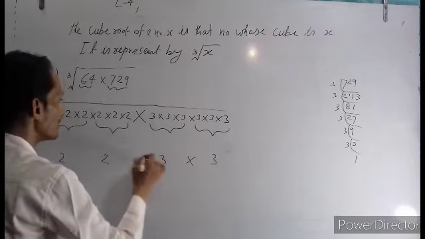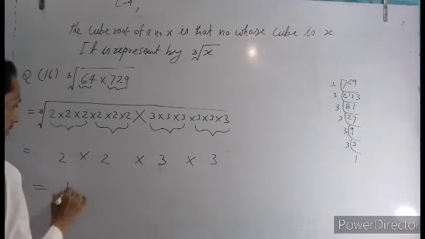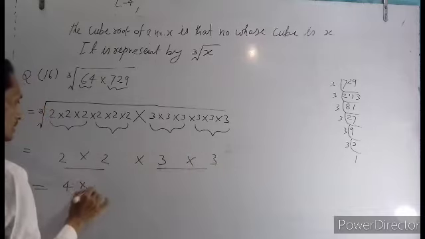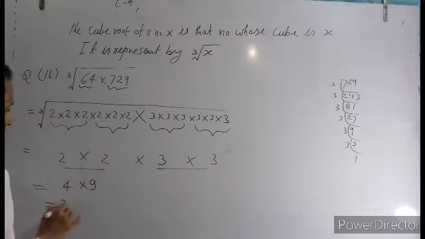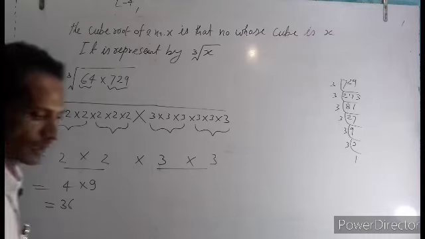And now multiply. How much will come? 2 to the 4 and 3 to the 9. 2 to the 4, 3 to the 9. What will come? 36. Okay. So the cube root of this number is 36. In this way, we can find the cube root of any given number.